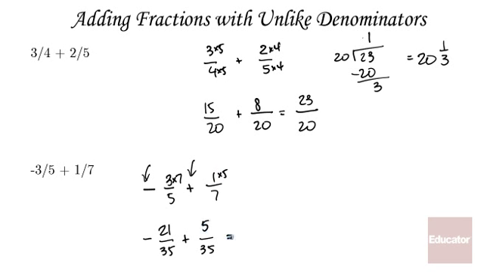Now, just like in adding integers, we're going to think about the signs here. They're opposite. When you have opposite signs, that means you're going to subtract. 21 minus 5 is 16. And the 21 is the larger digit, so you're going to take the sign that goes along with it, which is negative, over 35. And remember to ask yourself if you can simplify. In this case, you cannot, so your final answer is negative 16 over 35.